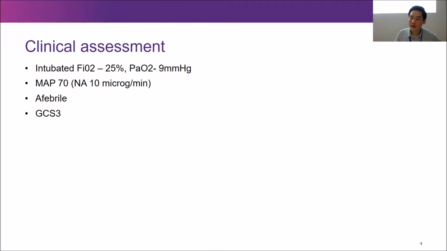Now, in terms of his clinical assessment when he arrived in the ICU, he was intubated with an FiO2 of 25%. Sorry, that should be 99. So he was saturating quite well. That would be pretty bad. He was maintaining his MAP at 70, but that was on quite significant noradrenaline requirements. He was afebrile and GCS 3.